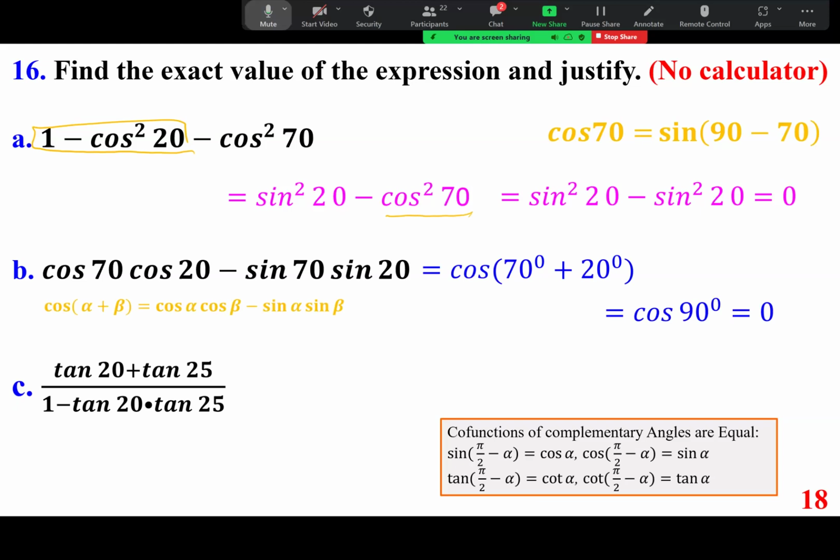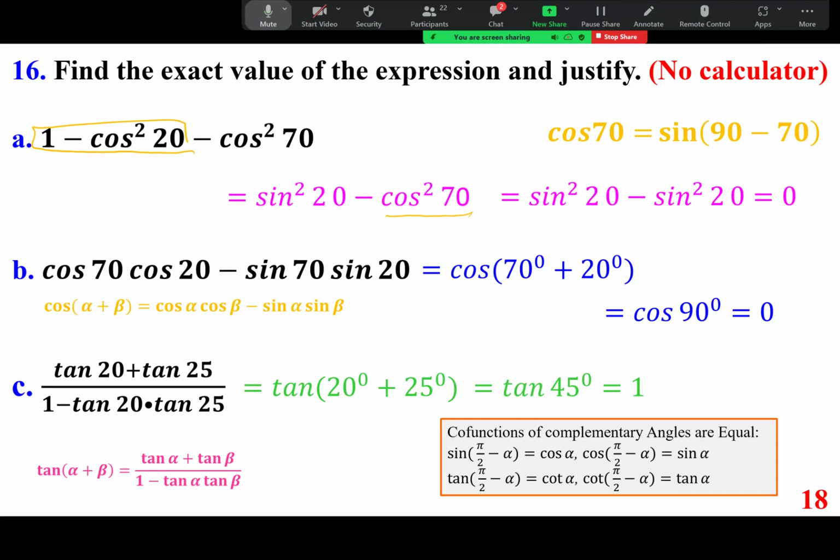Tan of 20 plus tan of 25 over 1 minus tan of 20 tan of 25. That means tan of alpha plus beta. Tan of alpha plus beta is tan alpha plus tan beta over 1 minus tan alpha tan beta. So that's tan of 20 plus 25, which makes it tan of 45 degrees. We know it to be 1. Very straightforward, everybody.